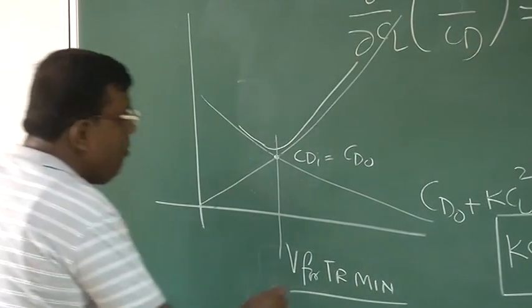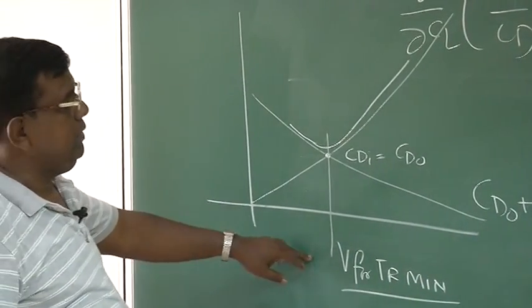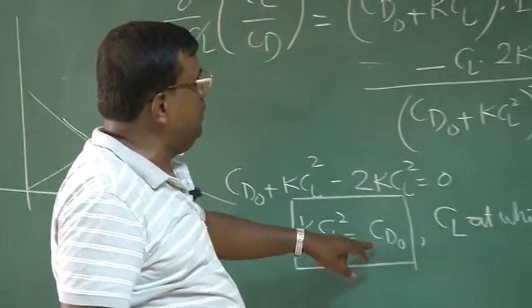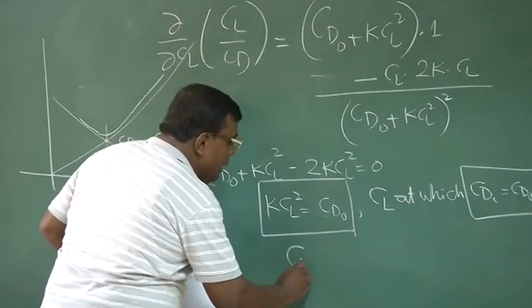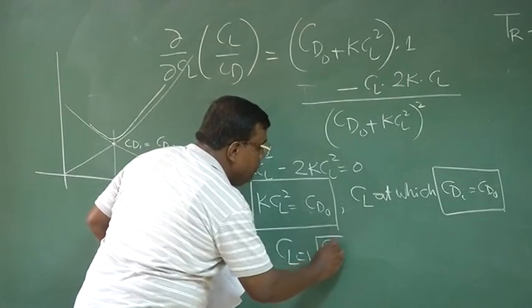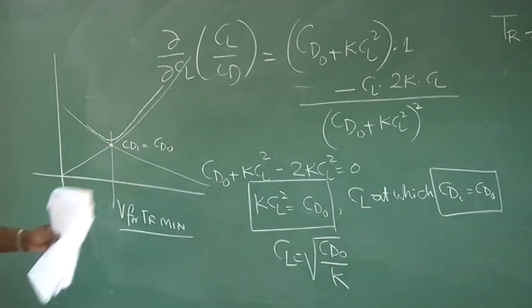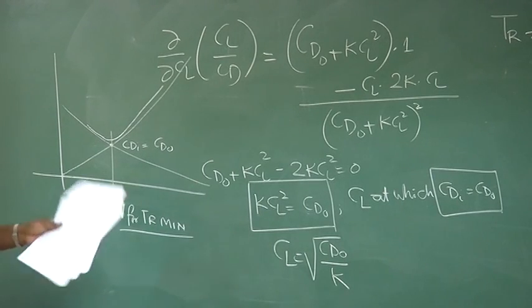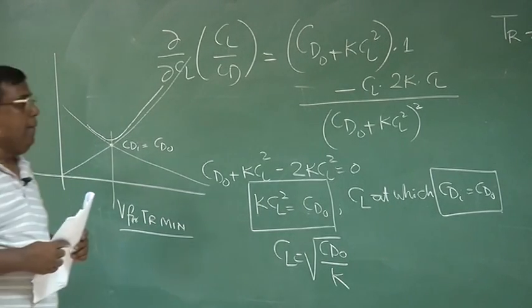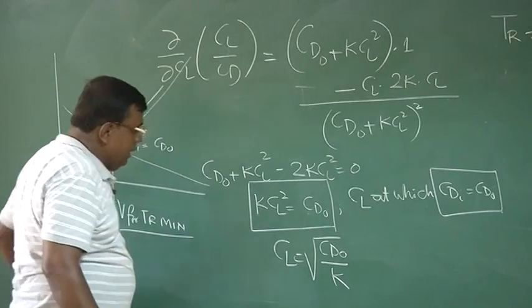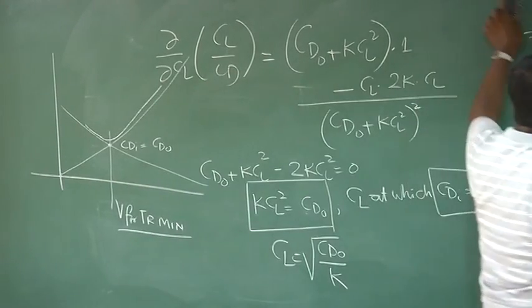That is, it is that V at which K CL square equals CD naught. Or I answer my question that to get thrust required minimum, I must fly at CL, which is given by the square root of CD naught by K. Is it clear? Okay, it is fine for us. It is clear that CL is root of CD naught by K.